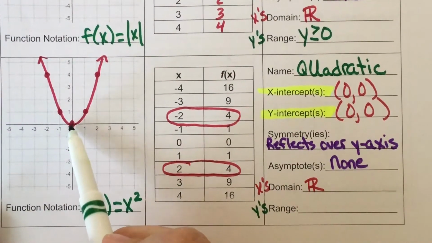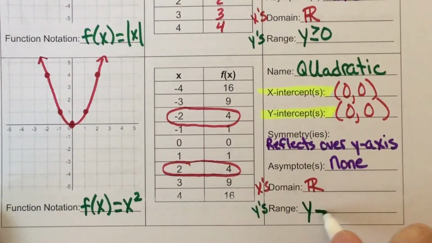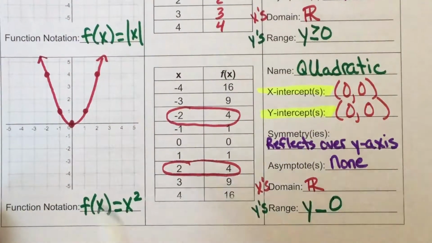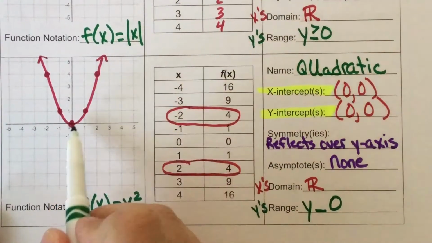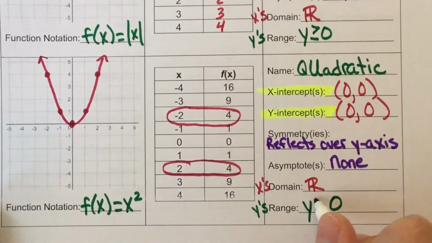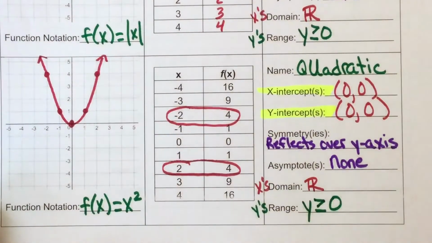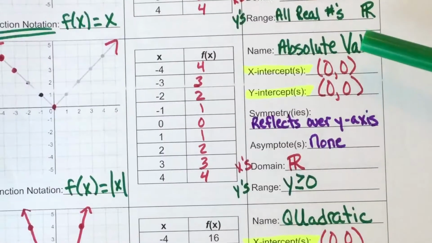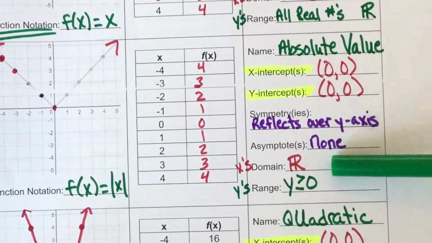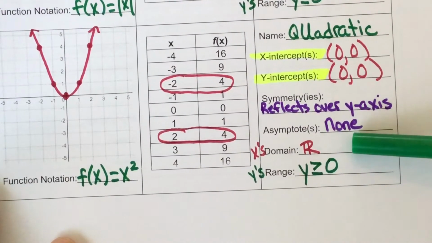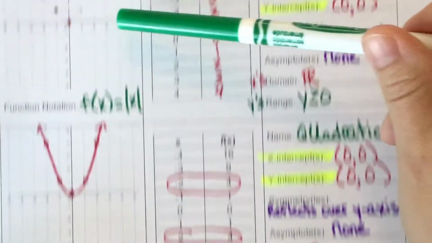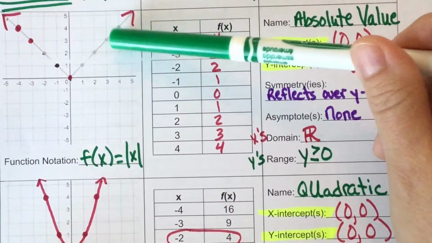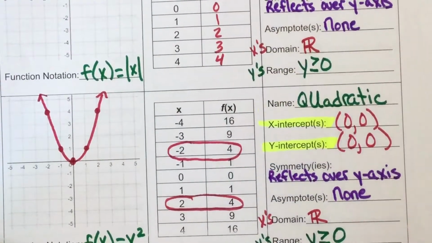So who is our lowest y? Our y value right here is 0. So the y equals a 0. And when you go up, up, up on this side and up, up, up on this side, your y's get greater. So you'll notice the quadratic parent and the absolute value parent, their domain and range are exactly the same as one another. And that's essentially because the graphs look very, very similar. It's just this one's a V and this one's a U.